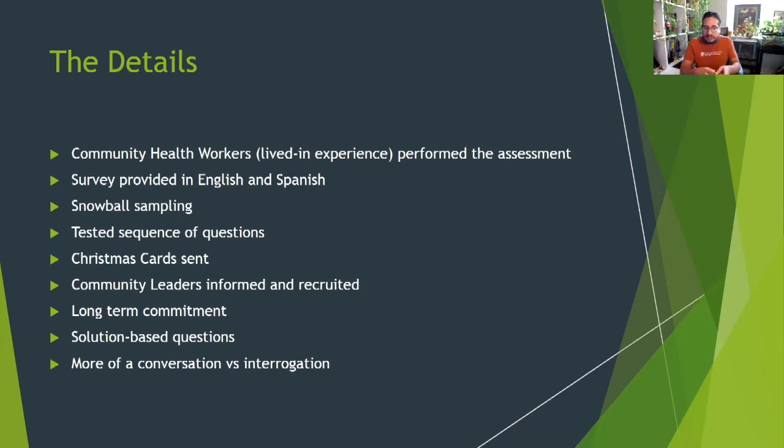And again, I really want to stress this because we were asking questions that we could refer people to, so that if someone told us they had a need, we could hopefully send them to some type of resource in the community to address those needs.